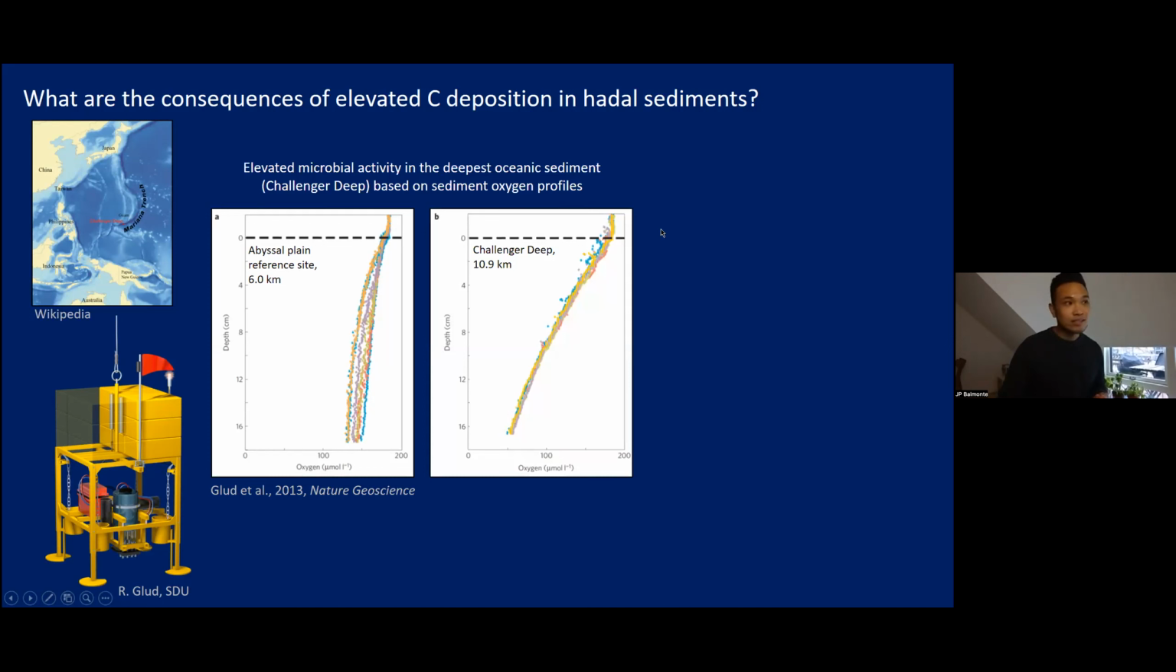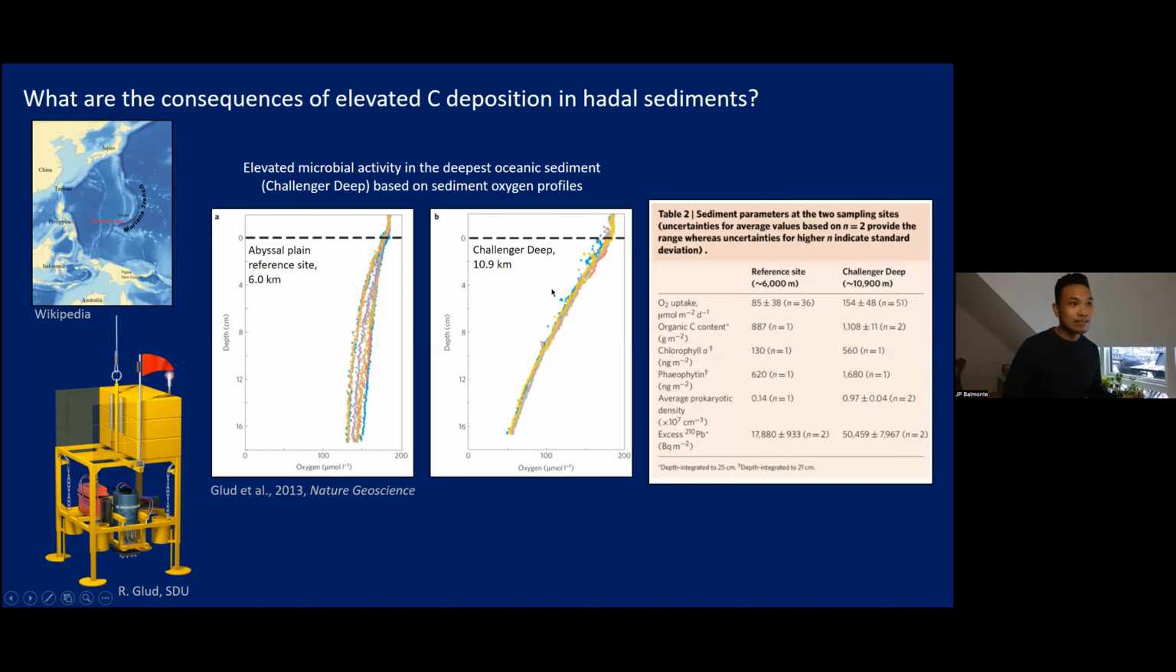Then they compared that to the sediments at Challenger Deep, which is the deepest part of the Mariana Trench at 10.9 kilometers. And you can see this whopping decrease of oxygen concentration from the surface of the sediment all the way down to about 16 centimeters. So this is very indicative of very high activities of microorganisms, right? So heterotrophic oxygen respiration uses up oxygen and is the reason why oxygen is drawn down. And this is so that they can utilize the existing carbon that's present in these environments.